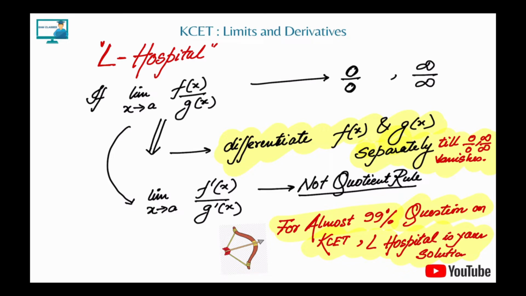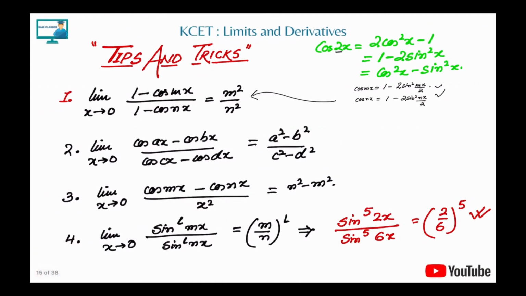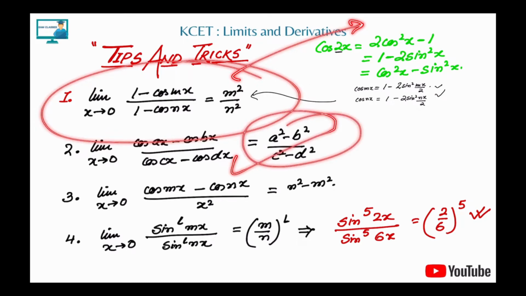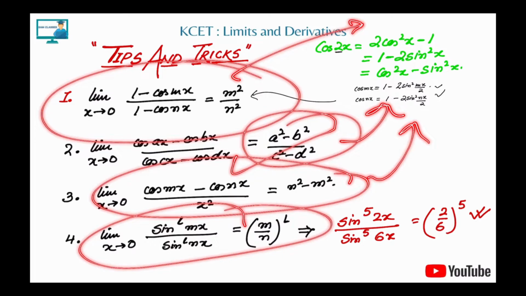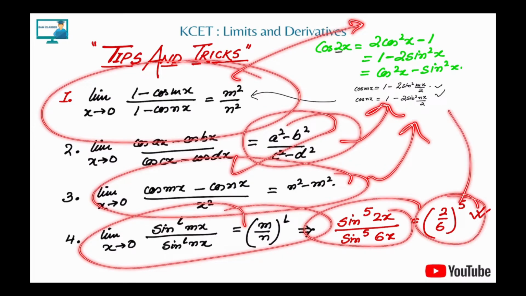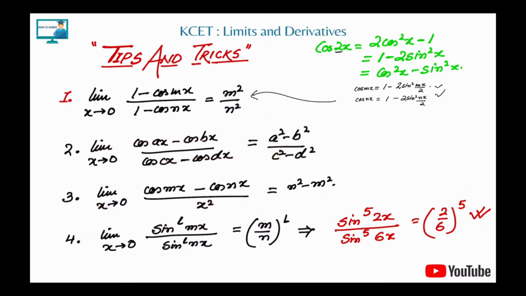Now let's see a few tips and tricks. In a lot of YouTube videos you'll see tips and tricks, but this is nothing but basic formulas that they present as tricks. I'll give you the same thing, though we won't have that much time to explain everything. But you can use them. Whenever you see 1 minus cos mx by 1 minus cos nx, directly you can write m square by n square.